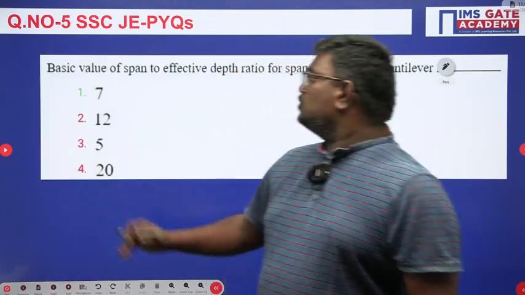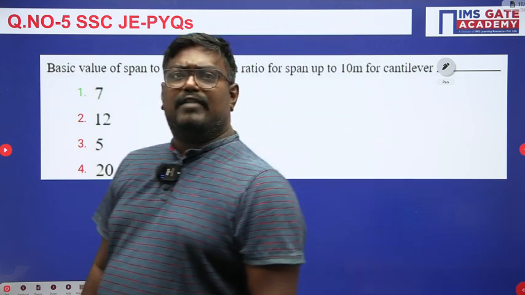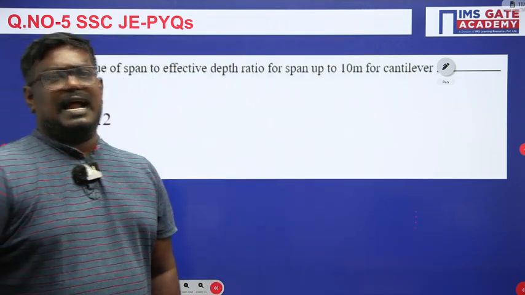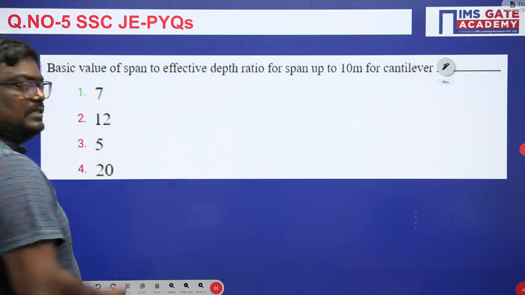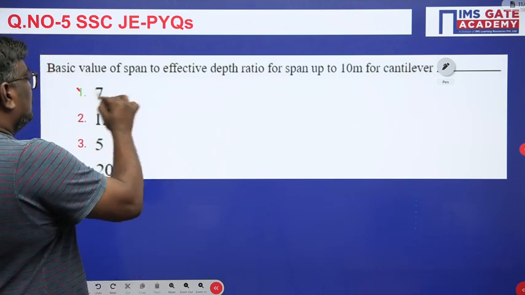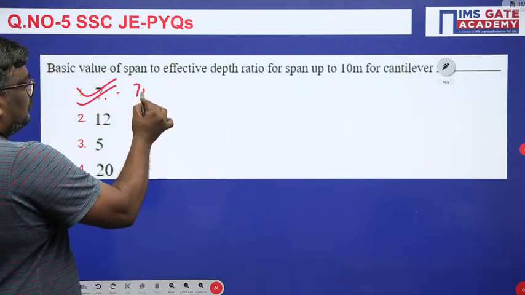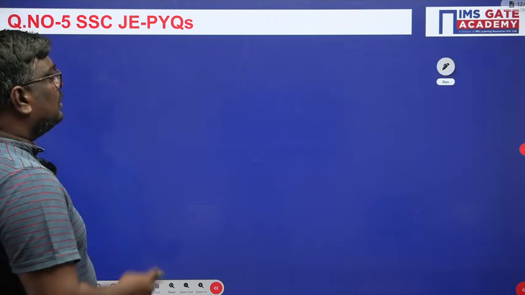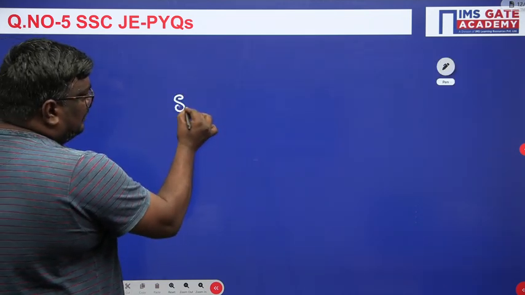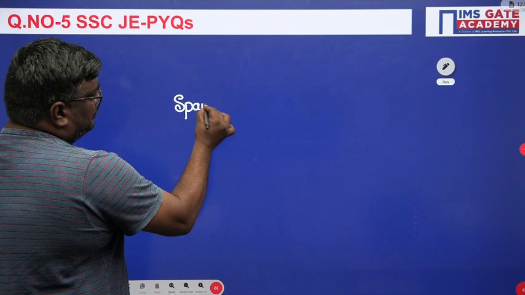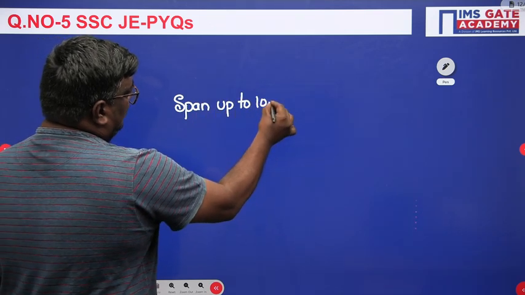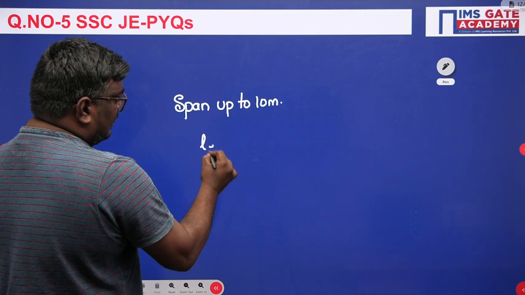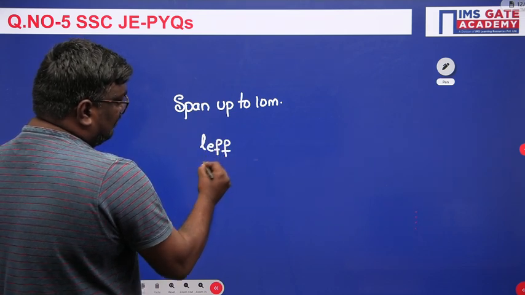Basic value of span to effective depth ratio in a cantilever beam, right? See students, for span up to 10 meter, here you can say the answer is 7 meter. Now see students, when I talk about span up to 10 meter, according to the IS 456 code, the effective length by depth ratios are given, see students.